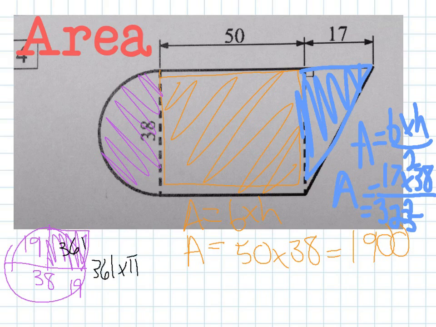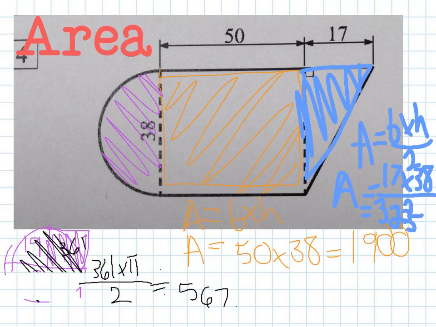But we're not actually looking for the whole circle. We're only looking for half of it. So if I'm only going to find half of the circle, that means I divide 361 pi by 2, because dividing by 2 gives you half. So I use my calculator and I put in 361 pi divided by 2, and I get approximately 567.06.